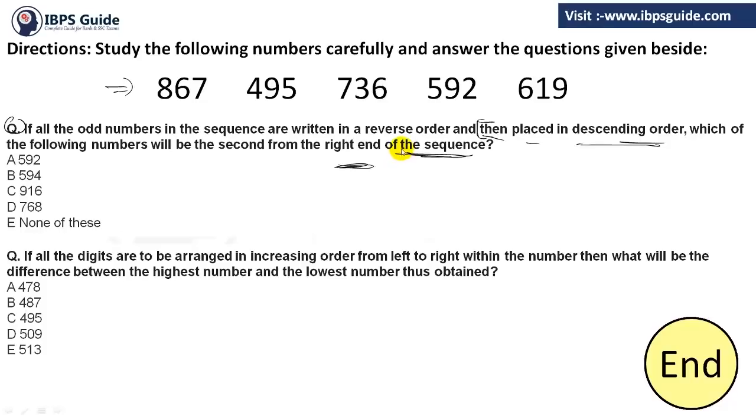Now first of all, the thought comes to mind whether we have to solve all these things or not. No, just see, we have to reverse the order of the odd numbers, and then we have to arrange them in descending order. So descending order means the highest number will come on the left hand and the lowest on the right hand, and we have to find out the second from the right hand. Yes or no? Clear? So actually we need the first digit.